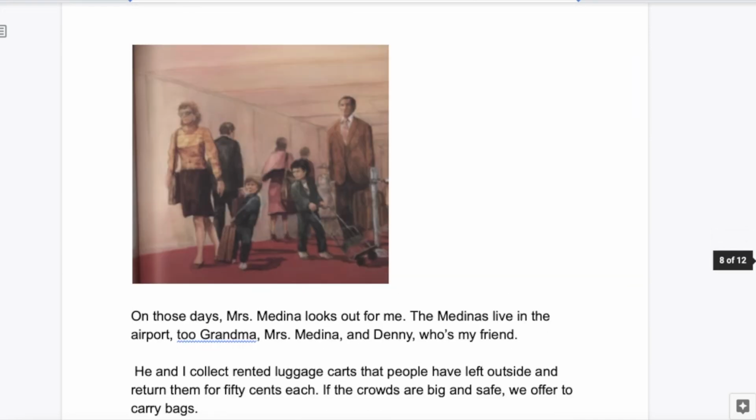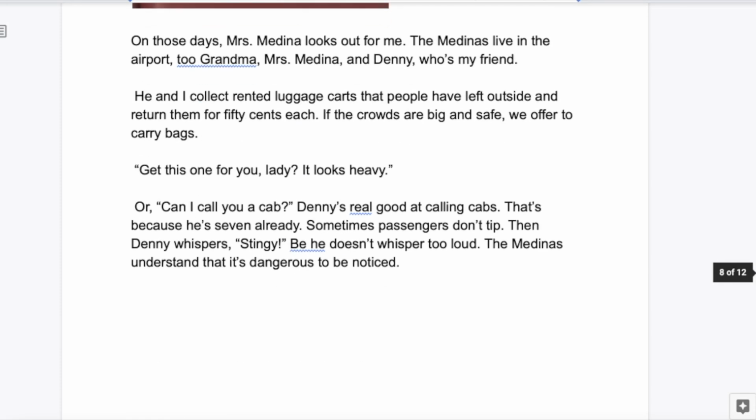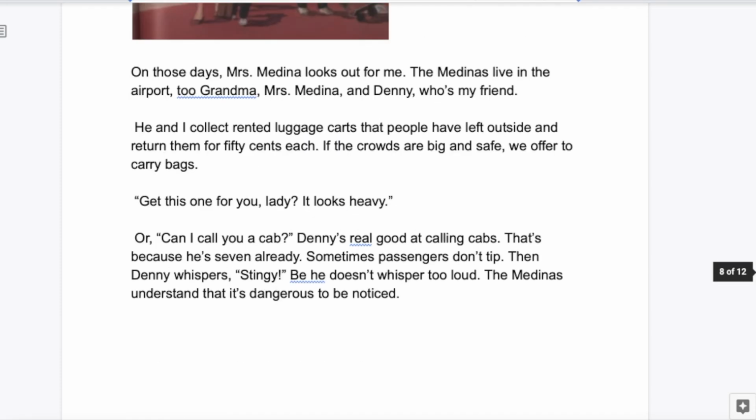On those days, Mrs. Medina looks out for me. The Medinas live in the airport too. Grandma, Miss Medina, and Denny, who's my friend. He and I collect rented luggage carts that people have left outside and return them for 50 cents each. If the crowds are big and safe, we offer to carry bags. Get this one for you, lady. It looks heavy. Or can I call you a cab? Denny's really good at calling cabs. That's because he's 7 already. Sometimes passengers don't tip. Denny doesn't whisper "stingy," because he doesn't whisper too loud. The Medinas understand that it's dangerous to be noticed.